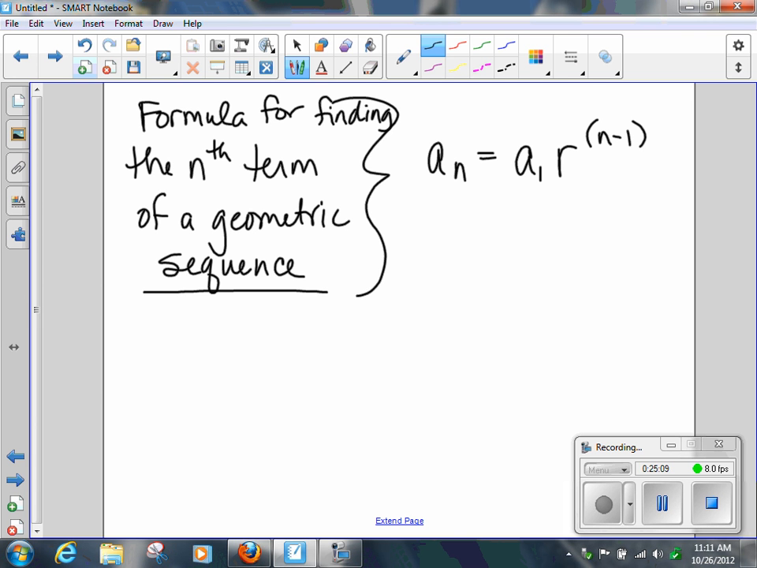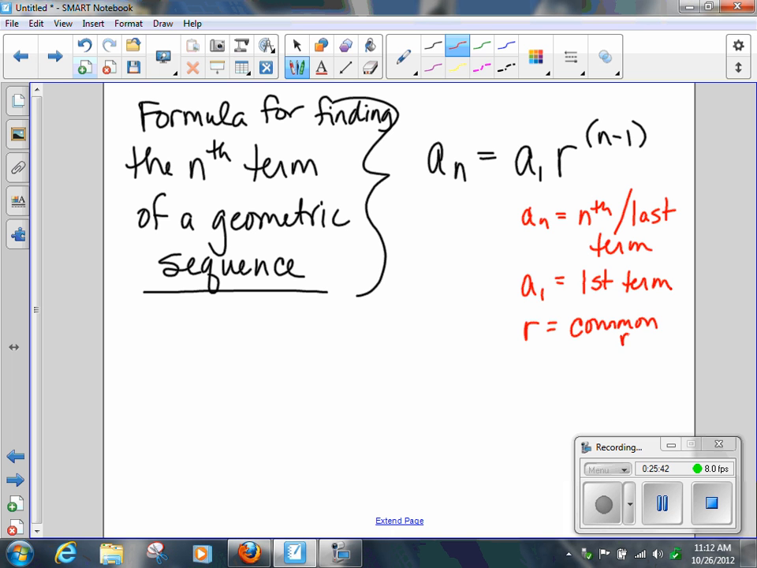Sequence means commas, series means plus signs. We're finding the sum. So, a sub n means what? The last term, the nth term, or the last term we're looking for. A sub 1 is the what? First term. R is the what? The common ratio. And then n, of course, is the number of terms. You got to know what they all mean. Got to know them.